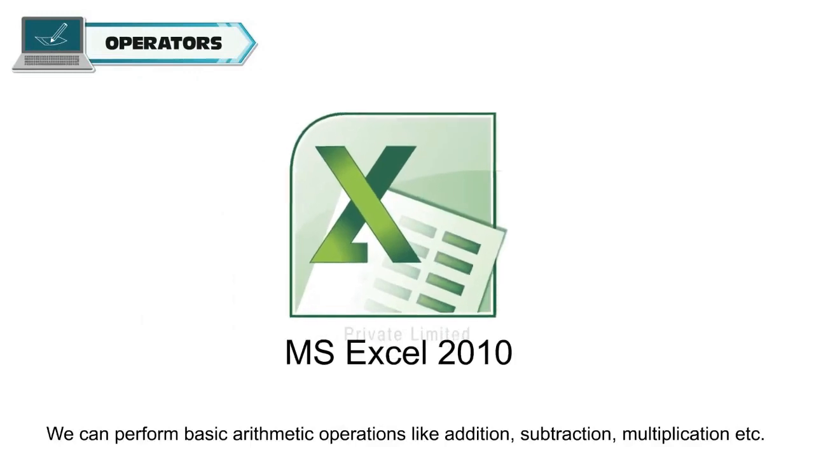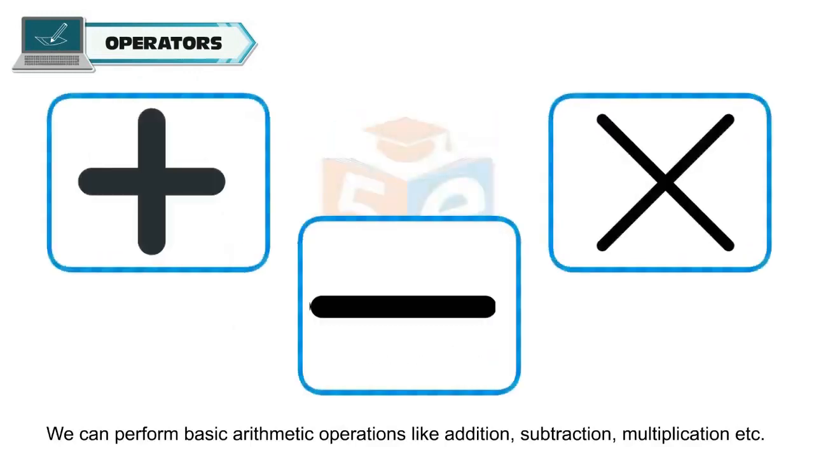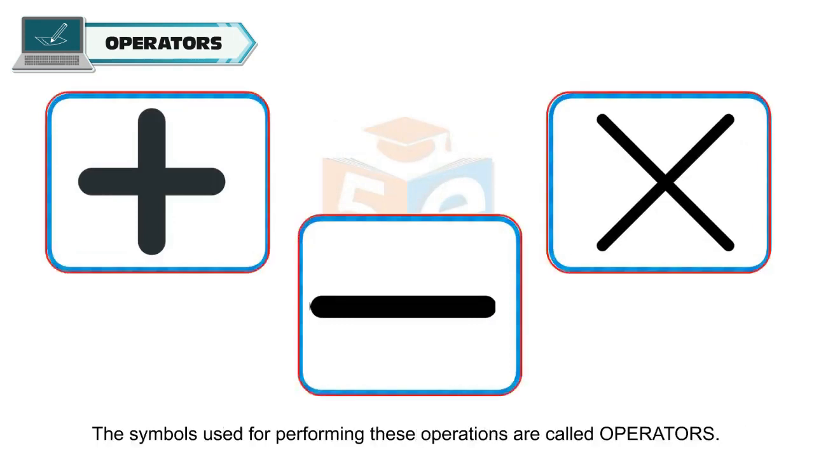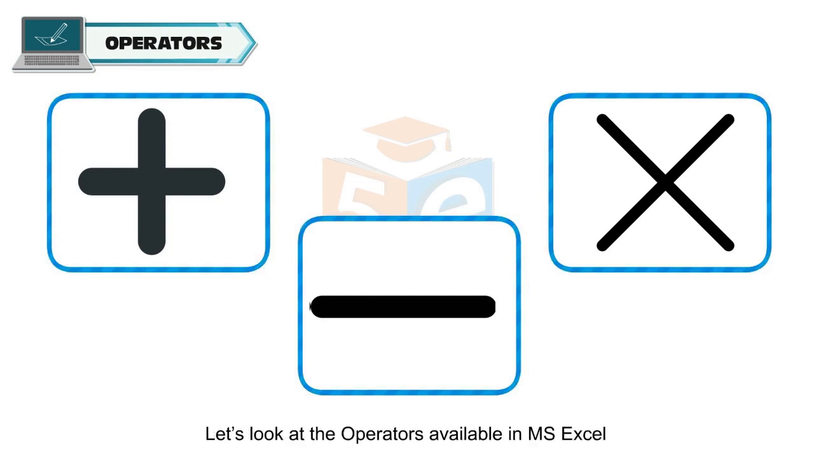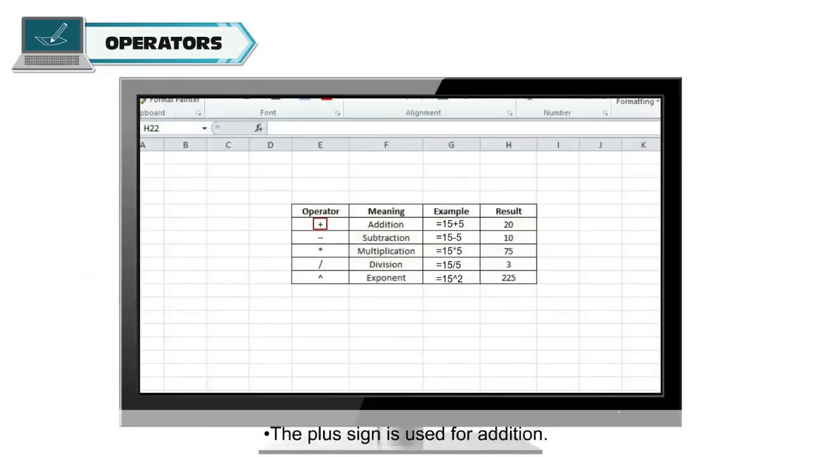We can perform basic arithmetic operations like addition, subtraction, multiplication, etc. The symbols used for performing these operations are called operators. Let's look at the operators available in MS Excel. The plus sign is used for addition, minus sign for subtraction, asterisk for multiplication, and forward slash for division. The caret symbol is used for exponents or powers.